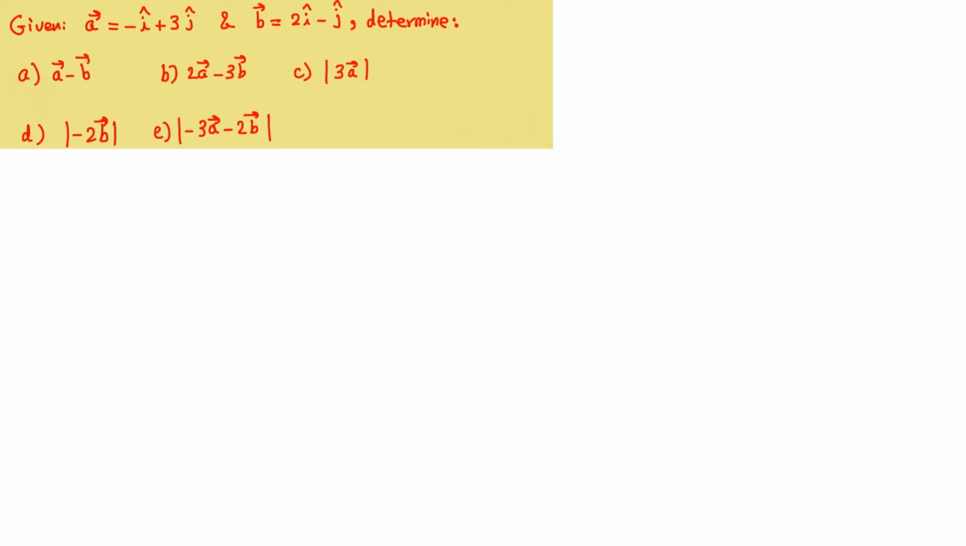In this question, we're given two vectors and we're asked to do a few operations on them. So first I'm going to write them in a different form. I'm going to write vector A as -1 because it's negative i, and that's the x component, and +3 for the y component. And vector B has x component of 2 and y component of -1.